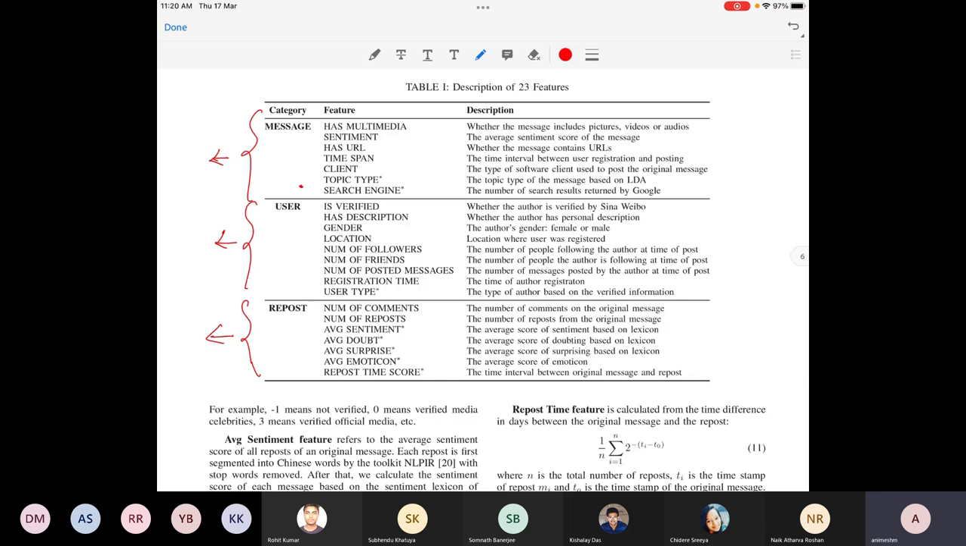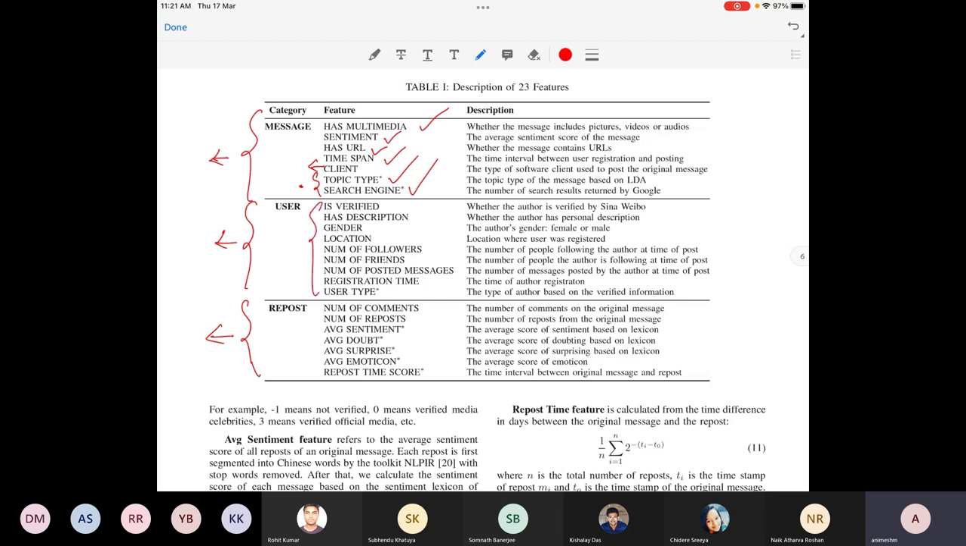In the message, they asked if the message has multimedia, if it has sentiment, some sort of non-zero sentiment score, has a URL, what is the time span, what is the topic, what is the search engine feature. These two we have already discussed in detail. Others are well understood. The client is basically whether it was posted from a mobile device or a desktop platform or something like that.